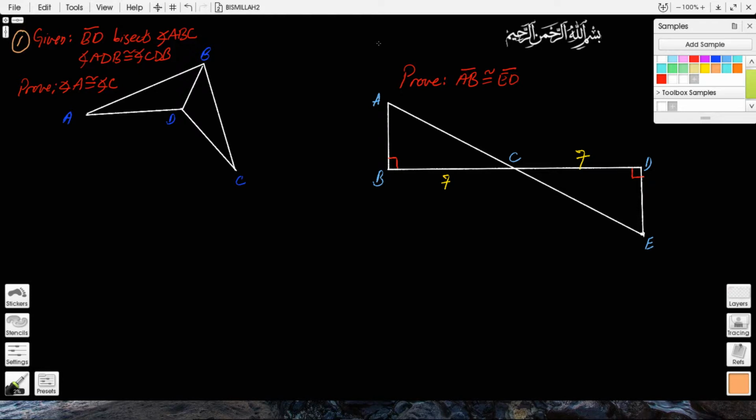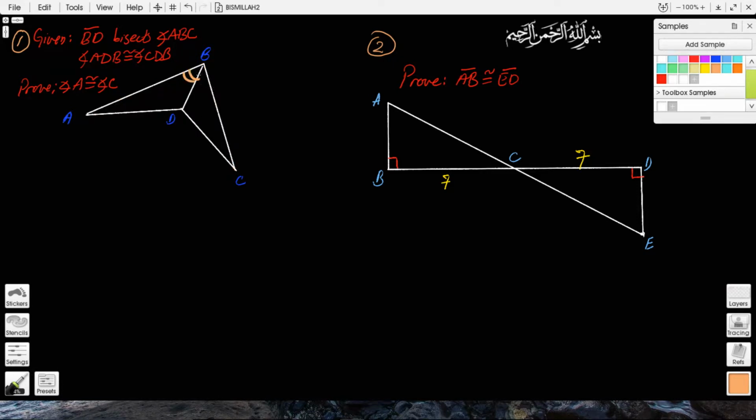The first question here says, given BD bisects angle ABC. So we're given that segment BD, that's this over here, is bisecting angle ABC. So that's this angle over here. All right, so let's write that down.